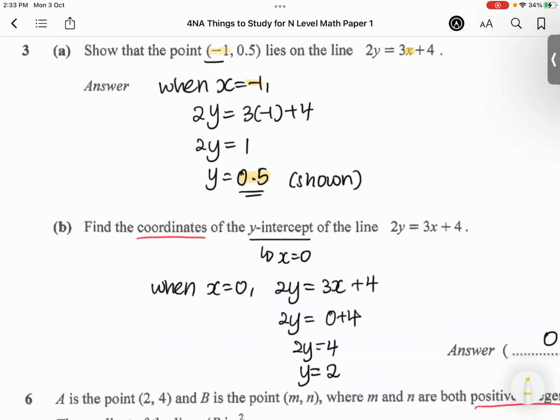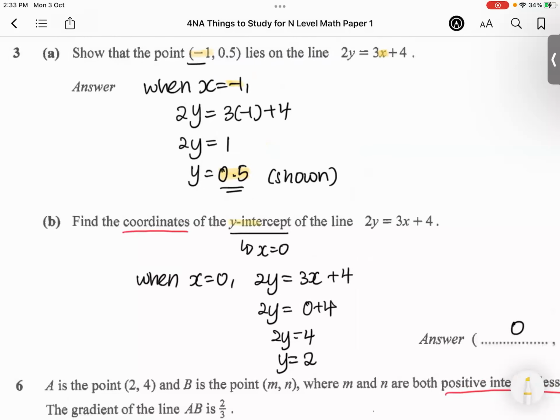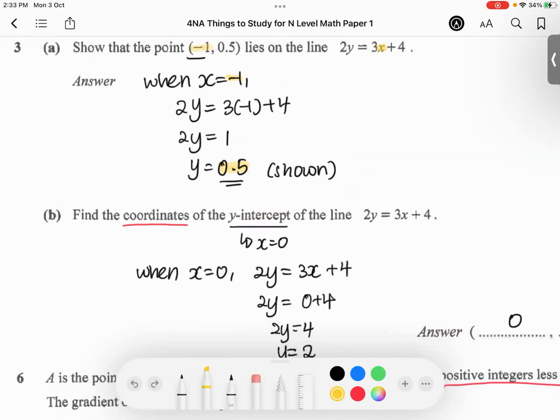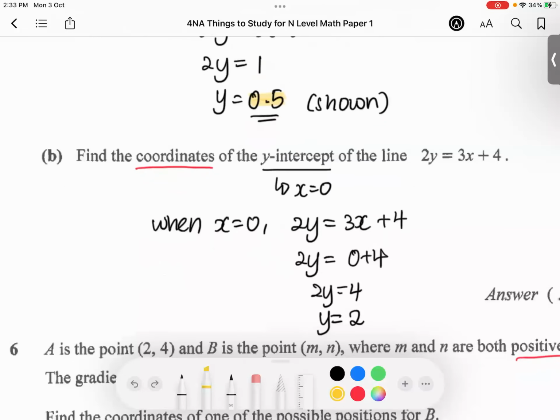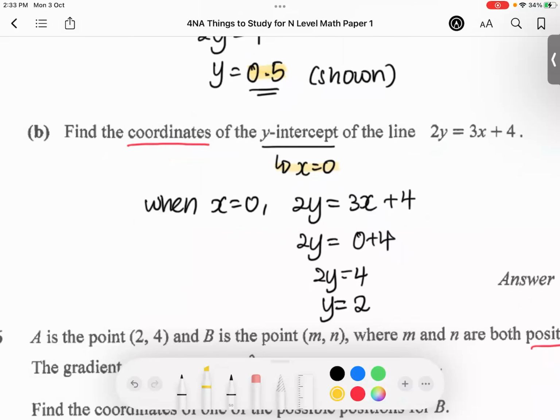Secondly, this concept is on finding the coordinates of the y-intercept. What is the meaning of y-intercept? When the line cuts the y-axis, what happens to the x value? The x value is equals to 0. So we substitute this inside our equation. x is now 0, so 3 times x will give you 0. Then you solve for the value of y.